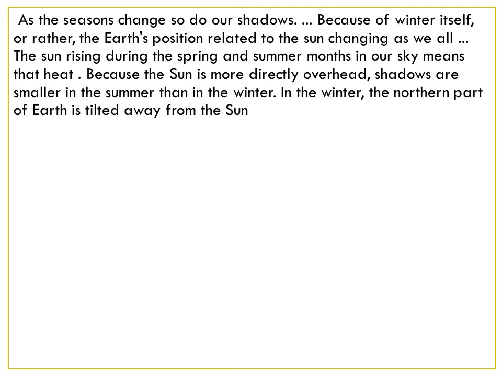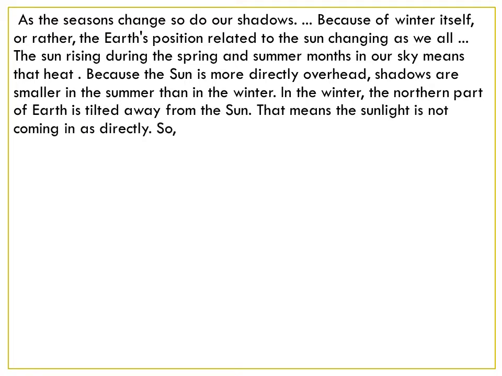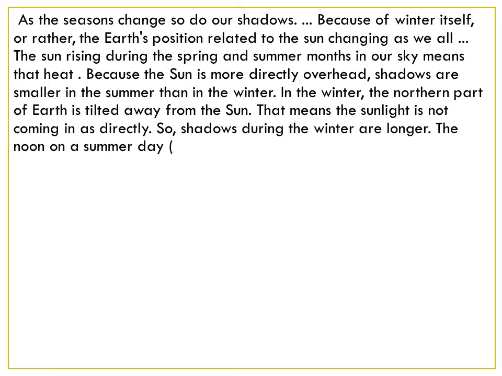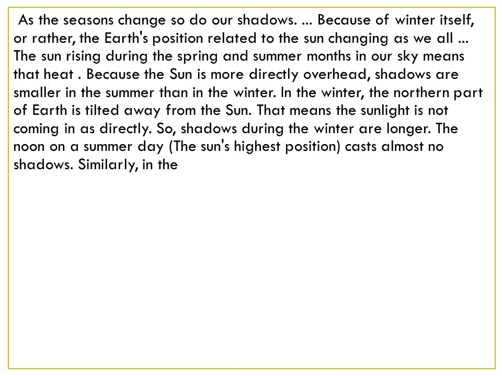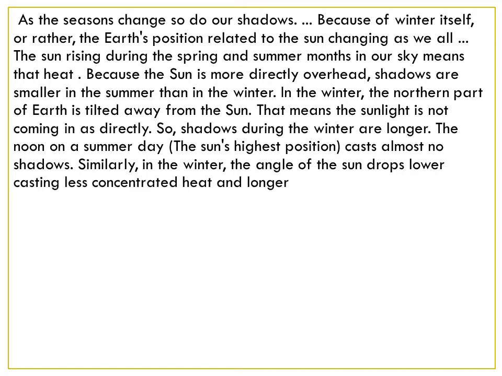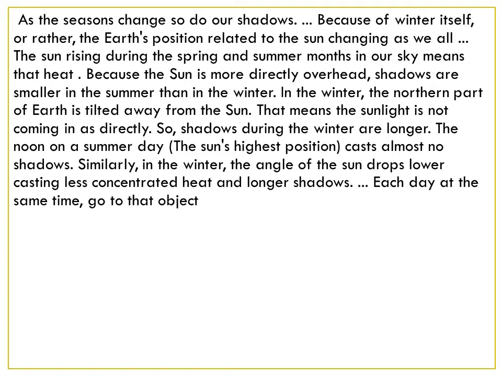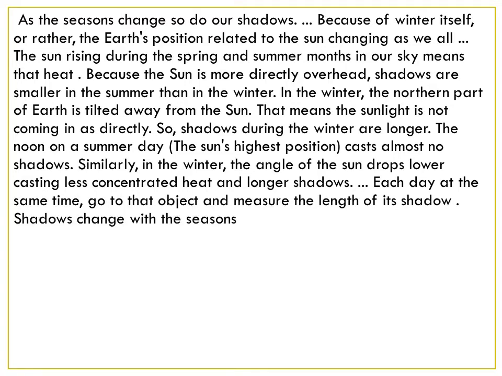In winter, the northern part of Earth is tilted away from the sun. That means the sunlight is not coming in as directly, so shadows during the winter are longer. At noon on a summer day, the sun's highest position, it casts almost no shadow. Similarly, in winter, the angle of the sun drops lower, casting less concentrated heat and longer shadows.